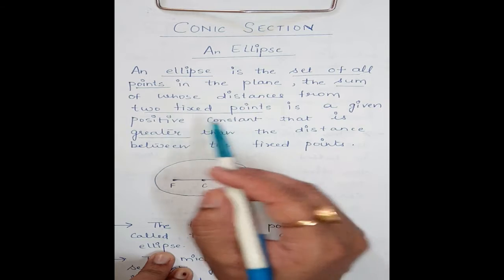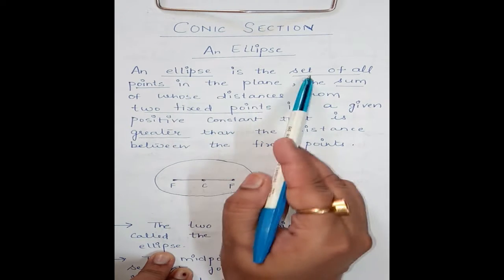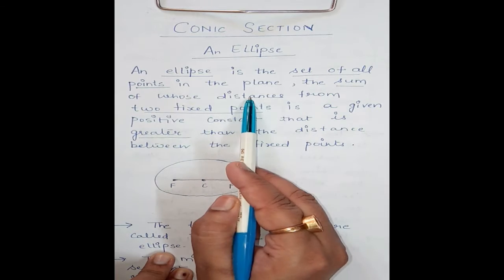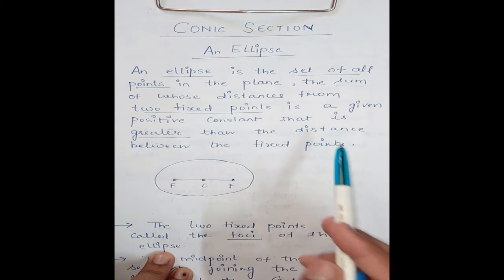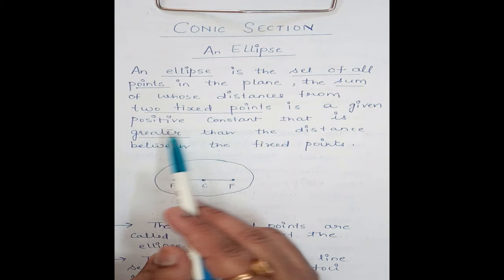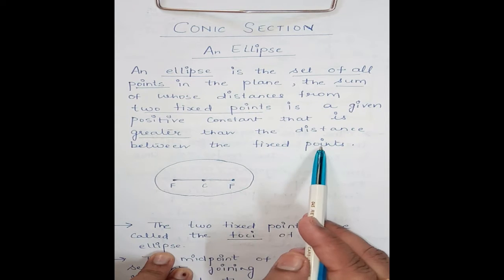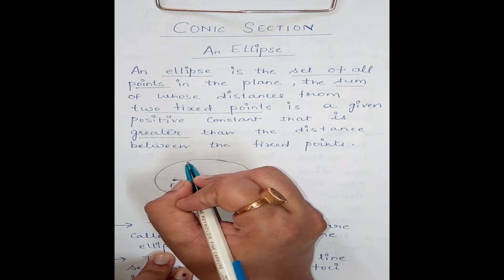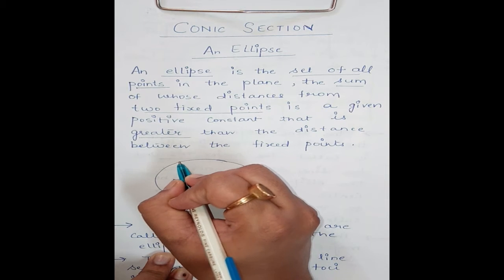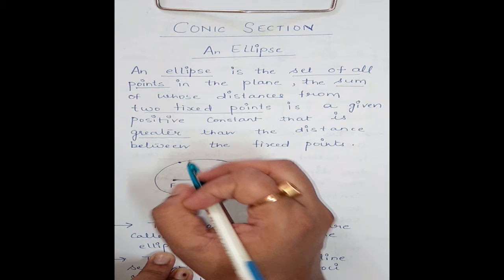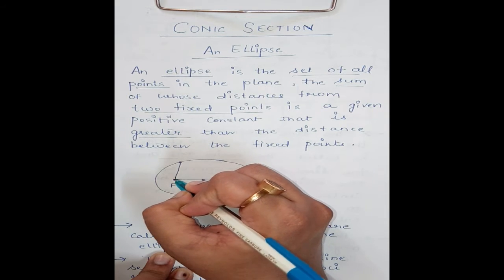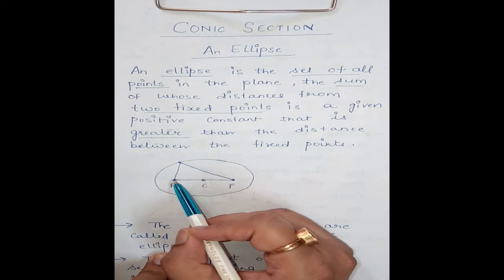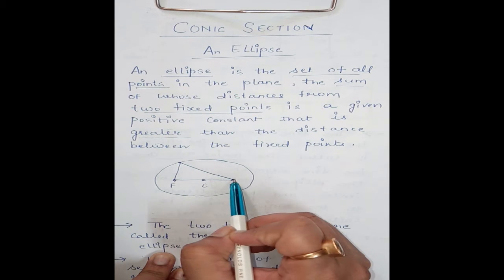Here we have two fixed points, and an ellipse is the set of all points in the plane, the sum of whose distances from two fixed points is a given positive constant that is greater than the distance between the fixed points. Let this be a point on the ellipse. Then this distance plus this distance, the distances from the two fixed points. These two are the fixed points.